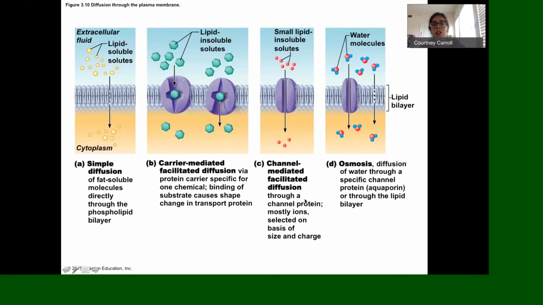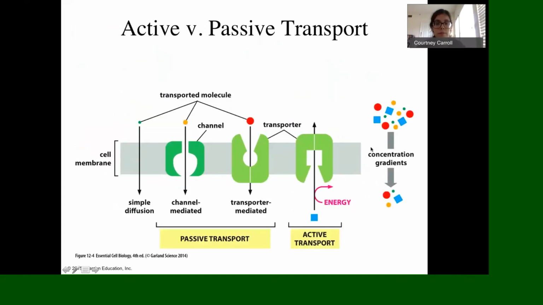If it's a channel for water, it gets a special name. This is what we call osmosis. So osmosis is when water moves through an aquaporin. Now, these processes can also work against a concentration gradient. So passive transport is when things move from high concentration to low concentration, doesn't need any energy, so it's a passive process, either simple, through a channel, through a transporter.